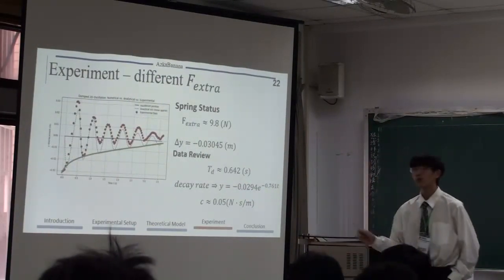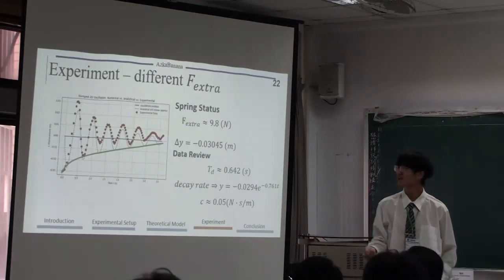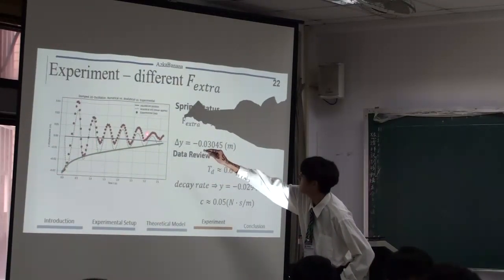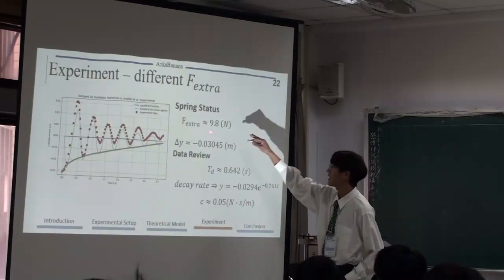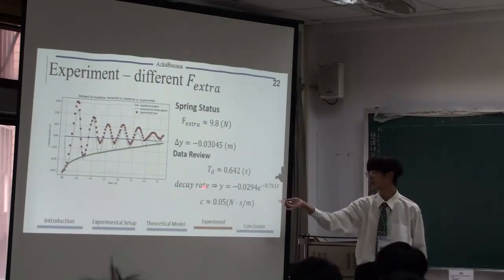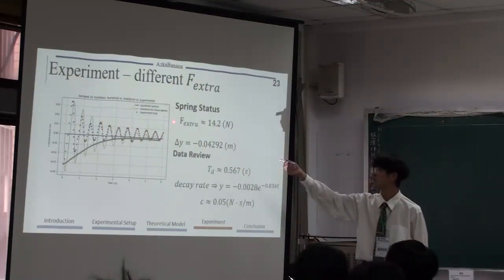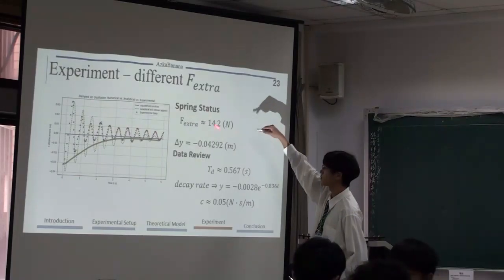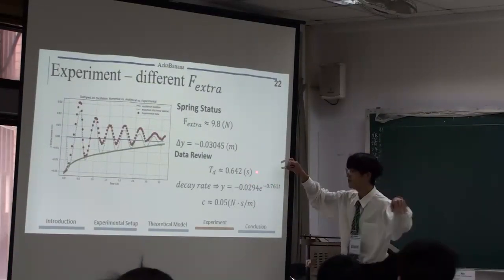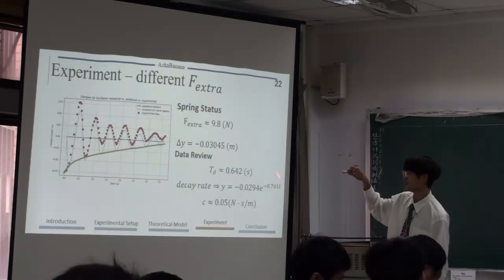Next page. Now we will discuss different extra forces. First of all, the two-spring is mostly an ideal spring, and this is also the experiment data and the simulated data. I have applied a force of 9.8 Newton to the ball, and this is the period and the decay rate. The second extra force I have applied on this ball is 14.2 Newton, and the period is this, and the decay rate is this. As you can see, the period didn't change a lot. Also the decay rate. Let's take a look at these data.